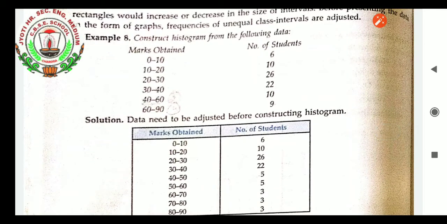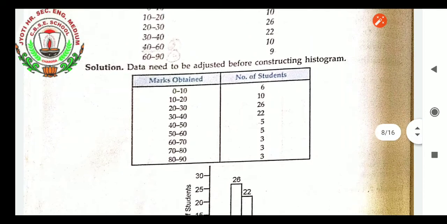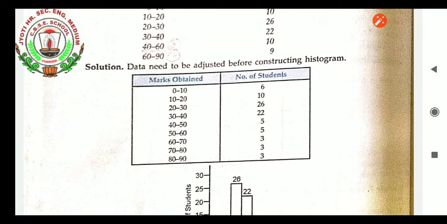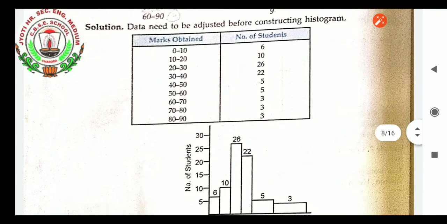Data need to be adjusted before constructing a histogram. Marks obtained, number of students: 0 to 10, 10 to 20, 20 to 30, 30 to 40, 40 to 50, 50 to 60, 60 to 70, 70 to 80 and 80 to 90 likewise. The number of students is also given.